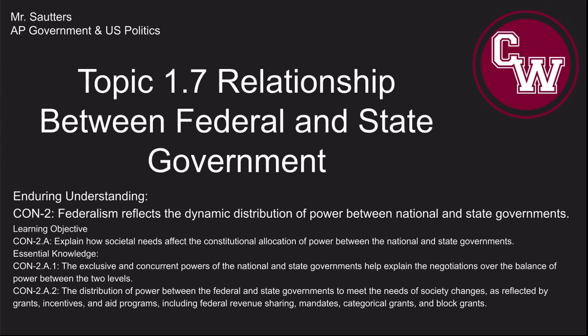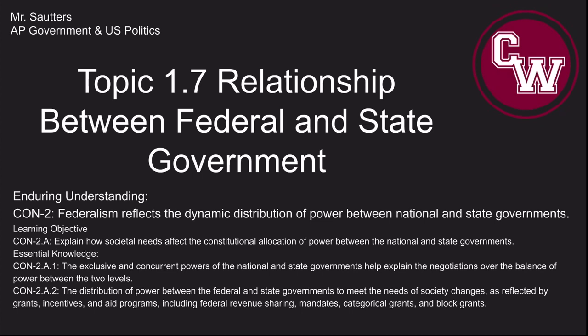Today we're going to focus on topic 1.7, the relationship between federal and state governments. We have the following enduring understanding: federalism reflects the dynamic distribution of power between national and state government. Now we're going to explain how societal needs affect the constitutional allocation of power between the national and state governments. And we're going to focus on the following two pieces of knowledge.